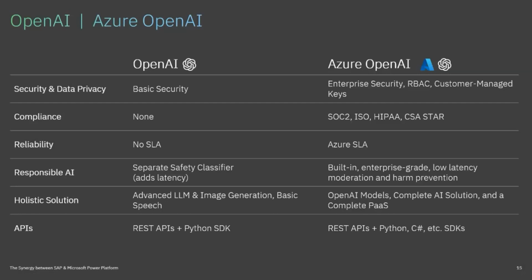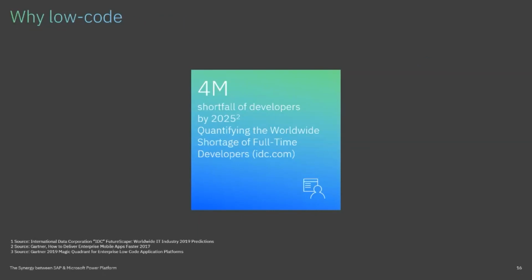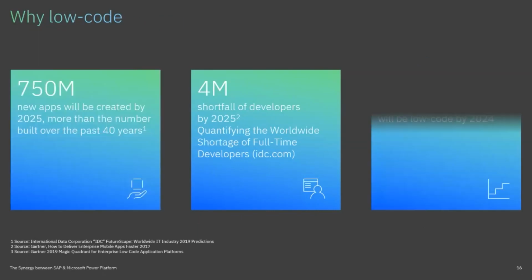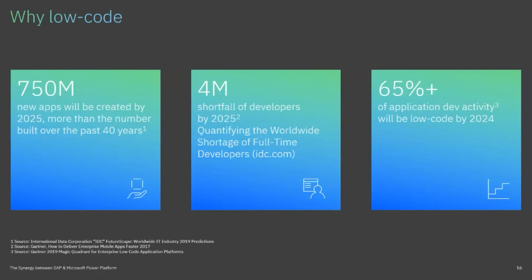Let me talk about low code and why low code is such a critical thing that has taken off around the world. And it's really around these three lenses. A 4 million shortfall in developers by 2025, according to IDC. That's a massive shortfall in solutions that need to be built, but there are not enough developers in the world to build them.